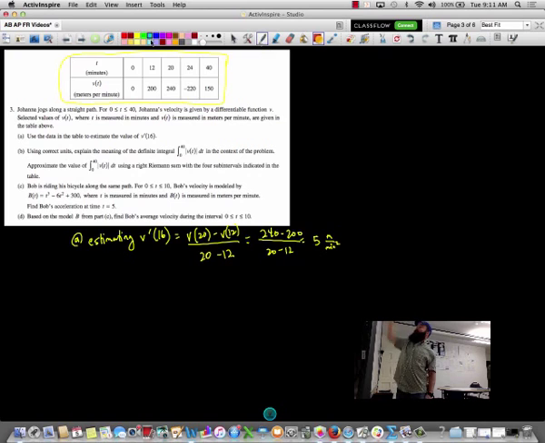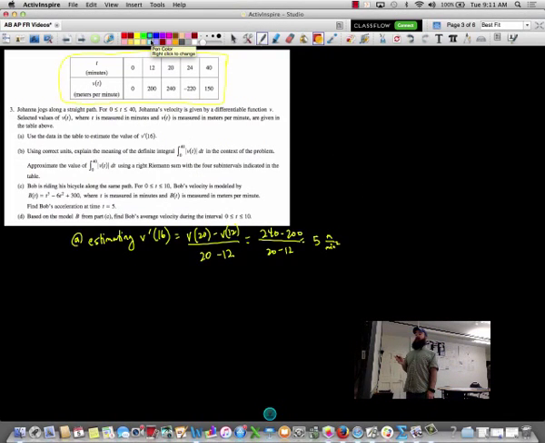All right, so part B. It says, using correct units, explain the meaning of the definite integral from 0 to 40 of the absolute value of velocity in the context of this problem. So keep in mind that the absolute value of velocity is the same thing as speed. And that takes a velocity from being a vector to being a scalar. So when I'm taking the antiderivative of a velocity or speed, that gives me a distance. And the scalar version of distance that we talked about was total distance traveled.